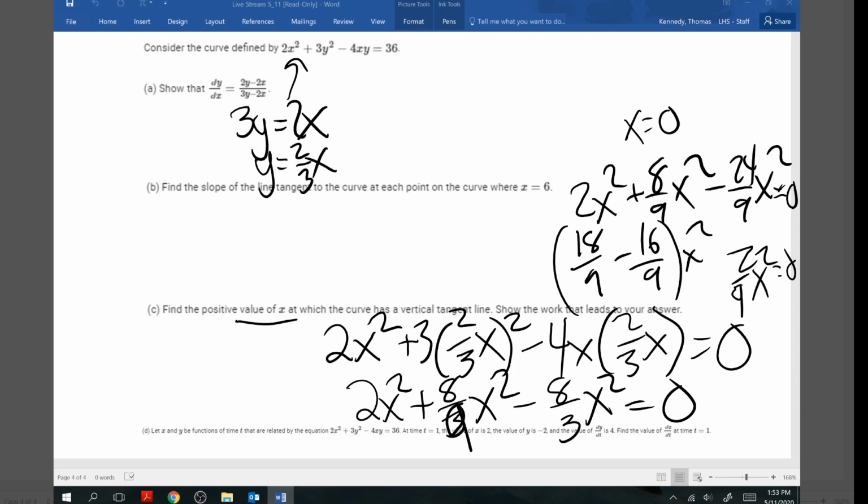Find the positive value of x where the curve has a vertical tangent line. Can anybody enlighten me as to what I goofed here? I'm actually mystified, and that's not a good place to be. It's not 8/9, it's 12/9. Oh my gosh, you're right. But does that help me? Not really. Maybe.